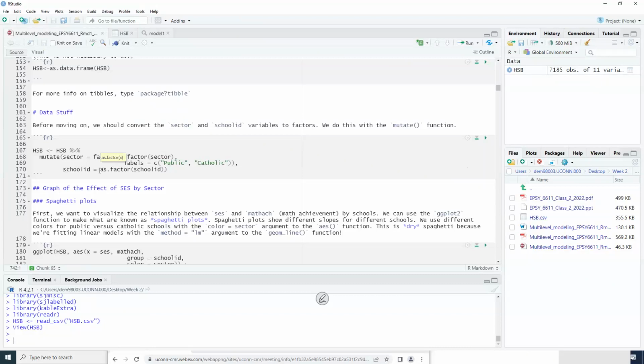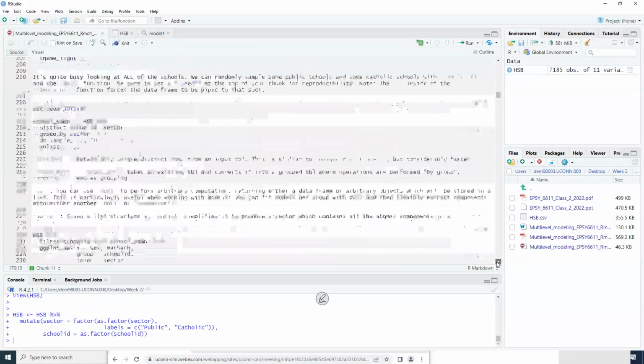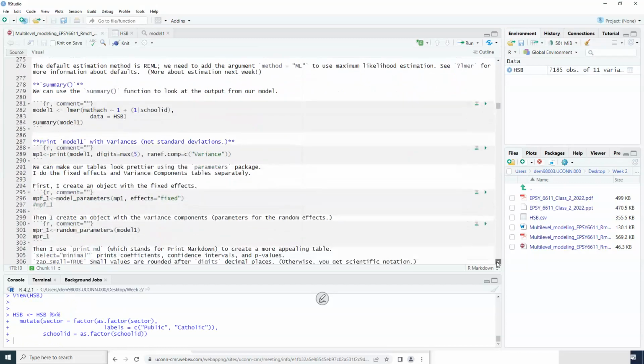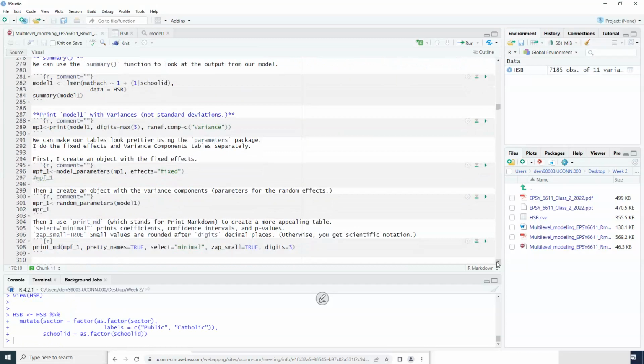Those 160 levels are 160 schools. That's fine, but we need to tell R that school ID is a factor variable. We also need to tell it that sector is a factor variable. That doesn't matter for running the multilevel model, but it does matter for some of the graphing we might do. So we run this, making sure to say that school ID is a factor variable. I'm going to skip through the graphs right now; you have all the code for the graphs. Then I'm going to show you again what the basic models are that we've talked about. So in our first model, again, we've got model 1.